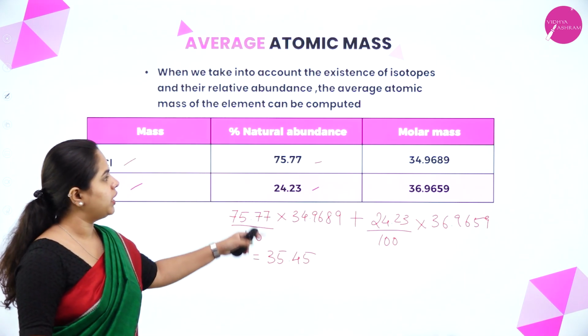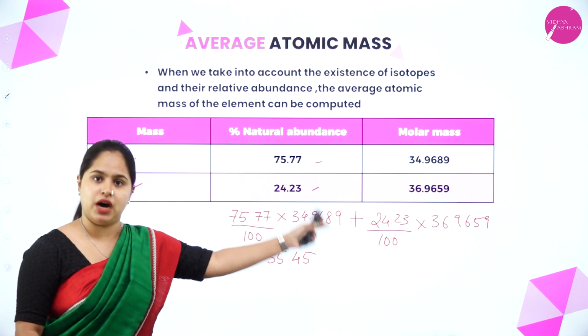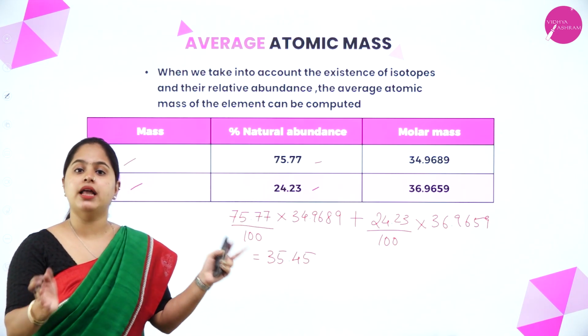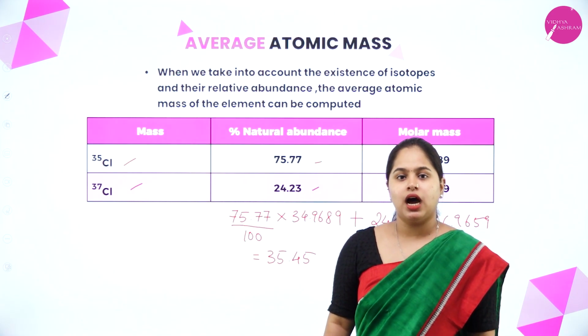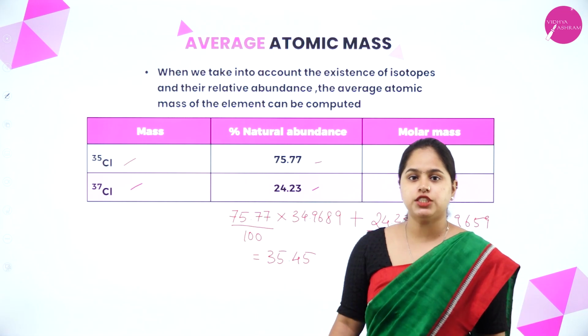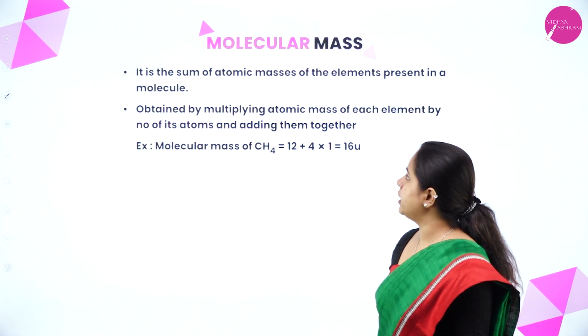So you need to multiply the natural abundance with the mass of the particular isotope and add them. That is what you can see here, right? I hope that is clear. That is average atomic mass. Now let's move on to the next one.